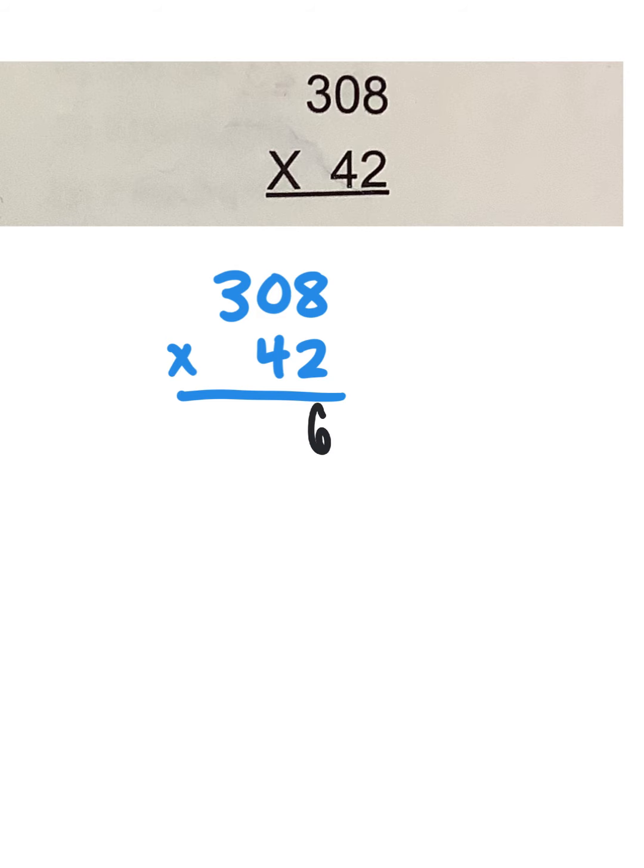Now we're multiplying, guys. We're going to multiply 308 times 42. The rest of you are finishing Tuesday. Some of you have finished Wednesday. 2 times 8 is 16. You're going to carry your 1. 2 times 0 is 0, so you add your 1. 2 times 3 is 6.